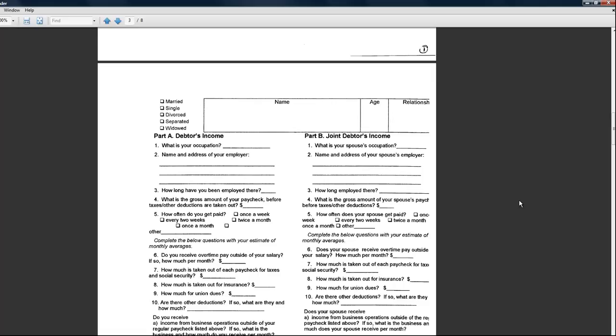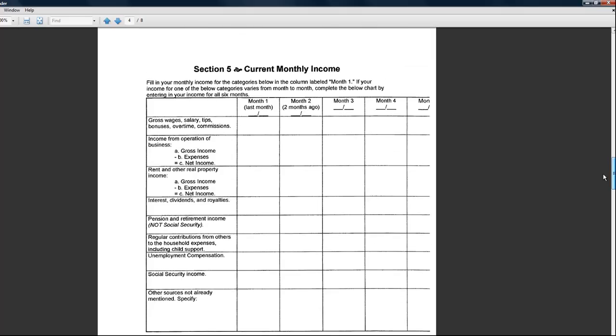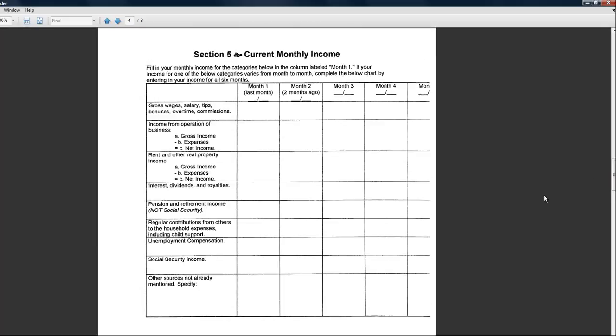What this does is gives us the information that we need on how much they actually have in income per month. So you'll see here that it says how much do you pay for insurance, how much do you pay for other things. Just fill it out and keep going. When you get to 5, which is your current monthly income, you'll see that we've got gross wages, salaries, tips, bonuses, overtime. You need, at that point in time, it should trigger off in you that you need the month's pay stubs, W-2s. In the event that they're self-employed, you need a profit and loss. This information gets filled out.